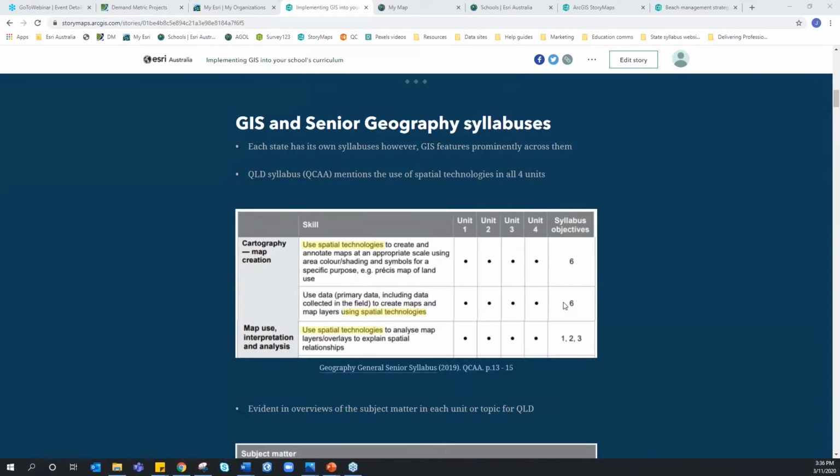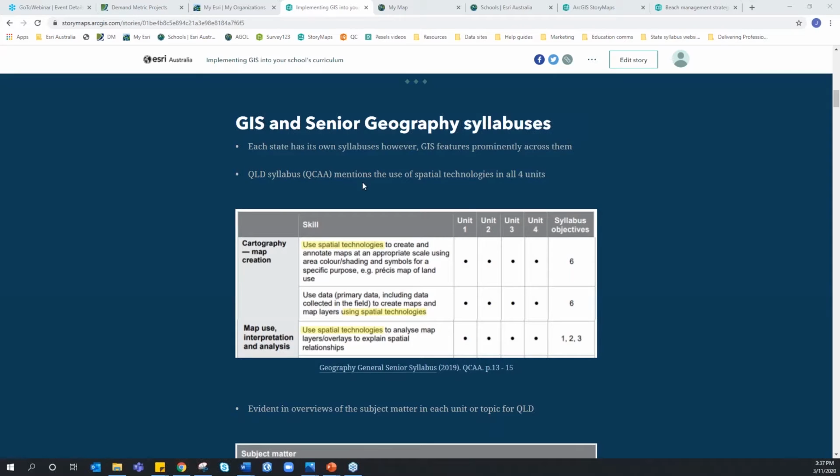What does the senior geography syllabus say about this? I'll begin by specifying that each state has its own syllabus, and I have not gone through all 6 states to pull out a specific example. I've gone through the Queensland syllabus as well as the Victorian syllabus. I'm a Queensland teacher, so my knowledge is a little bit more familiar when it comes to the Queensland syllabus. However, I'm certain that every state has some specification as to geospatial technologies being used, and that's spelled out in the syllabus.